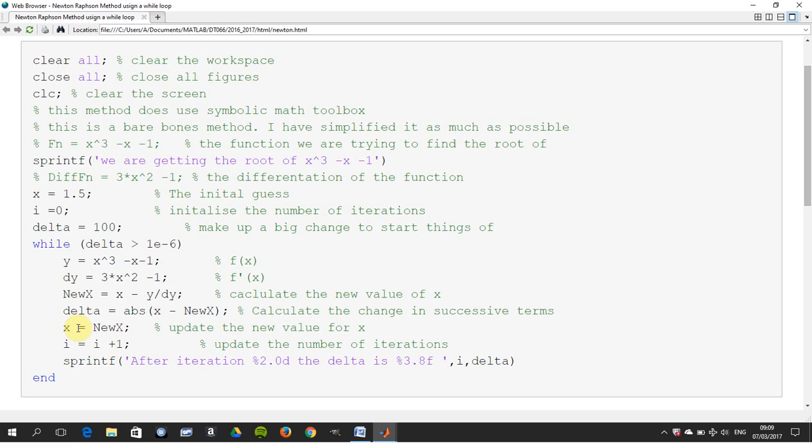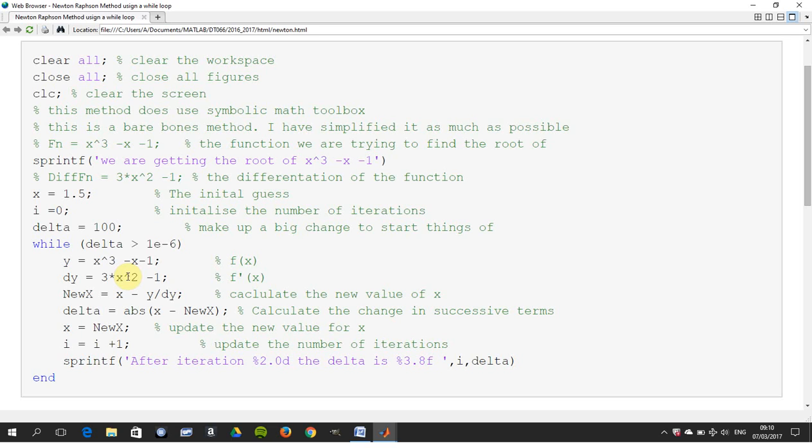Here my x equals my new x, and I've bumped up the number of iterations by 1. I loop around again. I suppose I could have put y and dy outside the loop, but we'll leave that alone for the moment. And my new x equals my old x minus y over dy. And what goes in there? Well, remember we put the term we got in the previous one into x there and into x there.